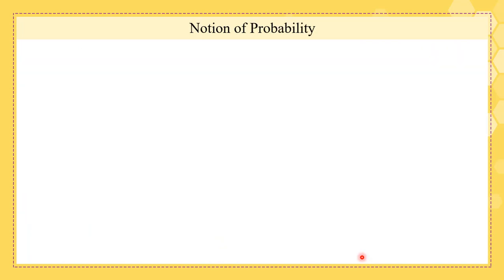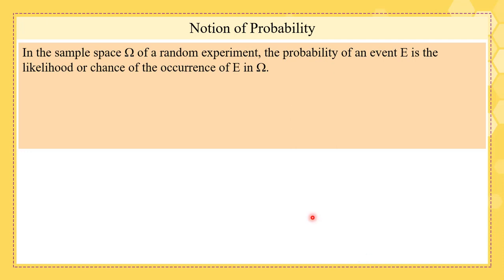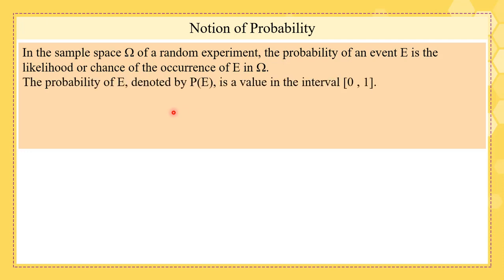Now let's begin talking about the notion of probability. In the sample space omega of a random experiment, the probability of an event E is the likelihood or chance of the occurrence of E in omega. The probability of E is usually denoted by P of E, and it's a value in the interval [0, 1]. It's usually between 0 and 1, but it could be 0 and it could be 1.